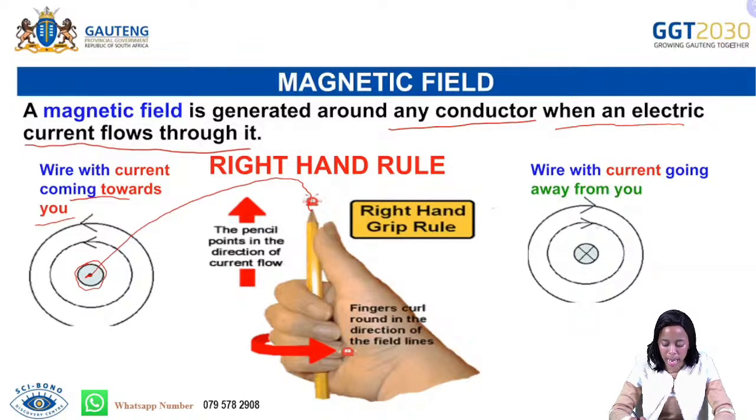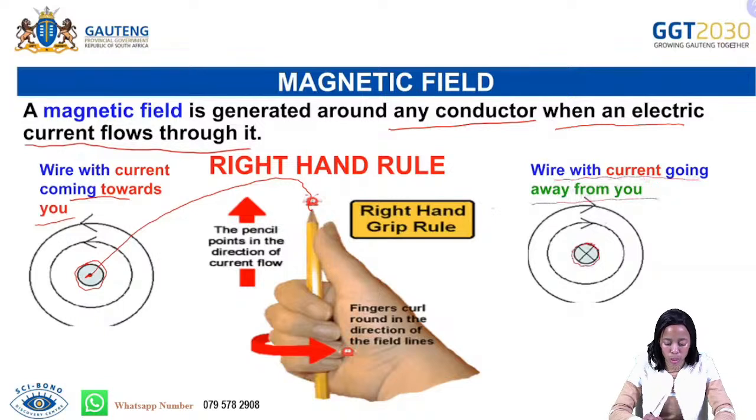And then on the right, it says wire with the current going away from you. So when we want to represent the current that is going away from you, we are going to use a cross there.